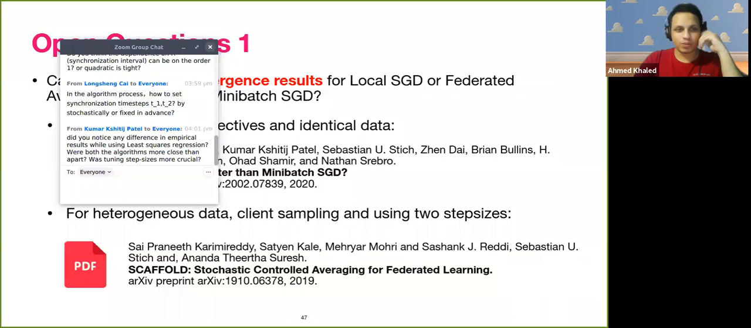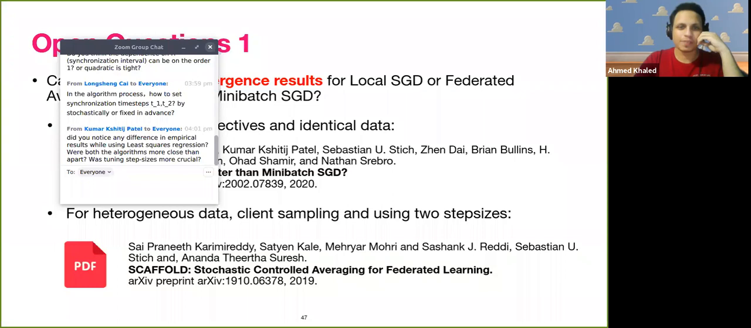Kumar actually also wrote a paper on local SGD, which deals more specifically with the second order characterization of the error, which I also think is quite nice.